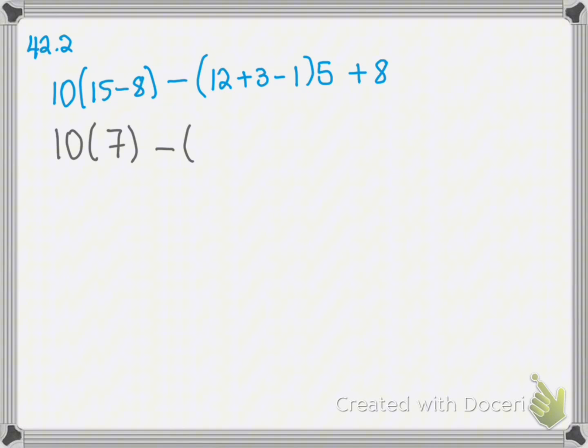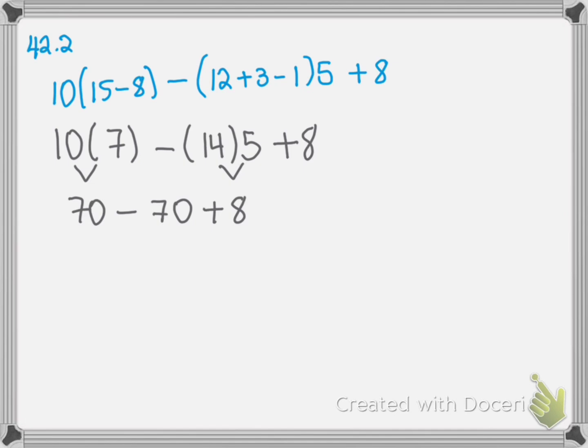Then 12 plus 3 is 15, and 15 minus 1 is 14. And then we multiply times 5, and then plus 8. It would be a big problem if we add these two, because we have to first multiply the 5 with the parentheses. So again, I'm going to do my V here and here to remember to do those multiplications first. And once I do all of these multiplications, I get 70 minus 70 plus 8, which is 8. And that's it. Very, very simple.